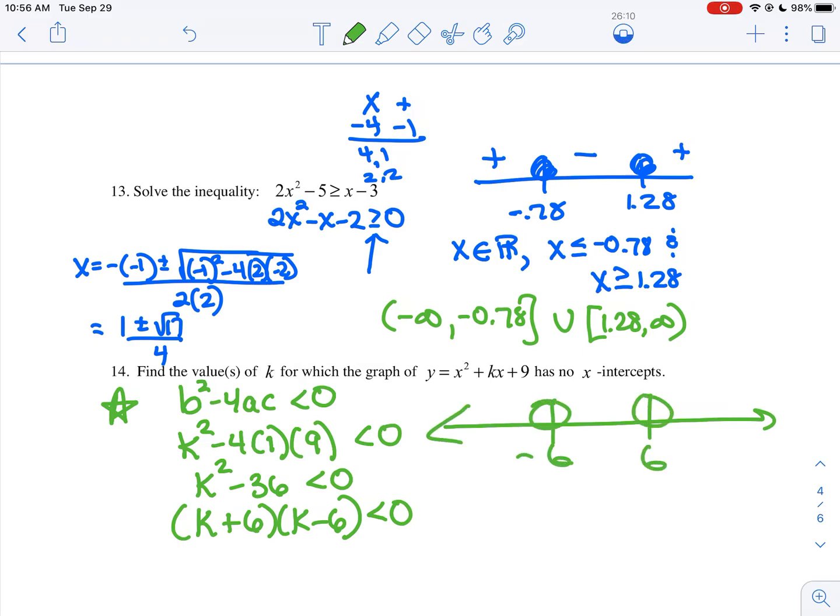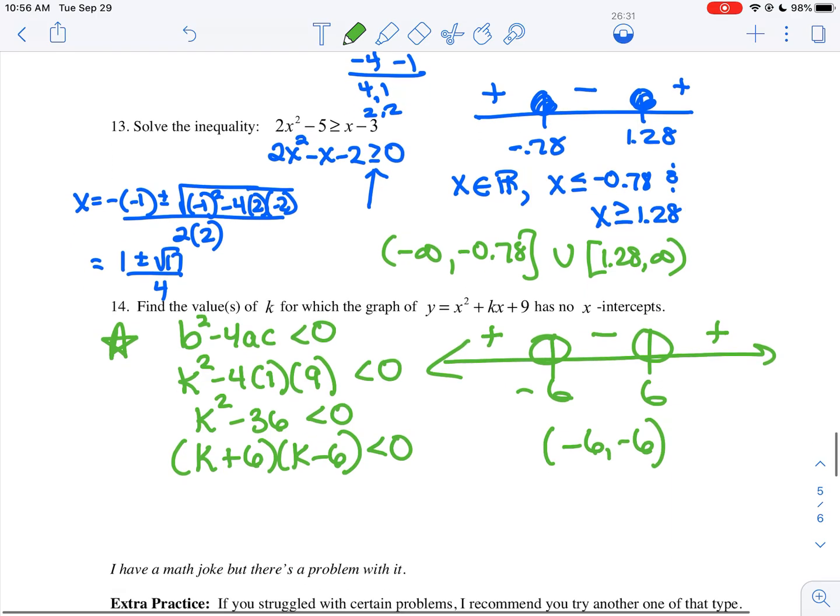And then I would test points. I would pick, say, 7. Put 7 in, and that's positive. If I pick 0 in, it's negative. And if I pick, say, negative 7, that's a negative times a negative is positive. So I want values that would be negative, so that's between negative 6 and 6. Okay? There we have it.